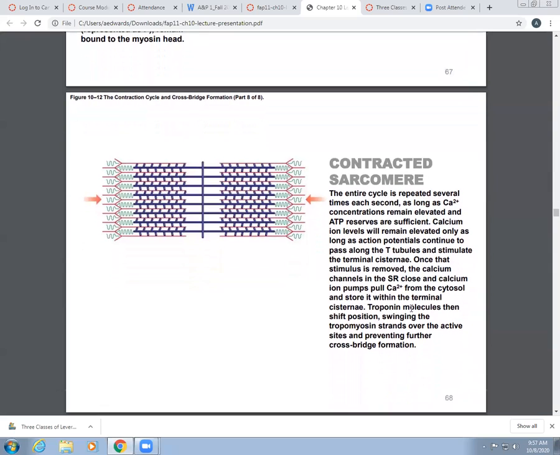Your troponin molecules will then shift position and swing your tropomyosin strands over the active sites. So you get no more cross-bridge formation because the active sites are closed. So you have to have your calcium and you have to have your ATP for the contraction.